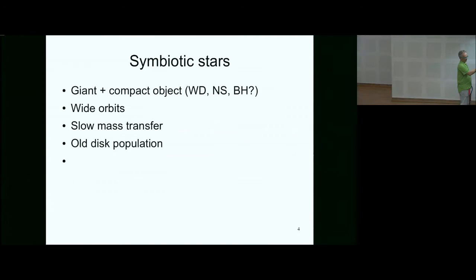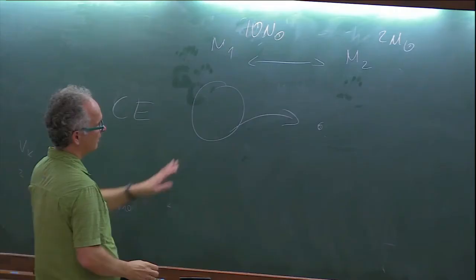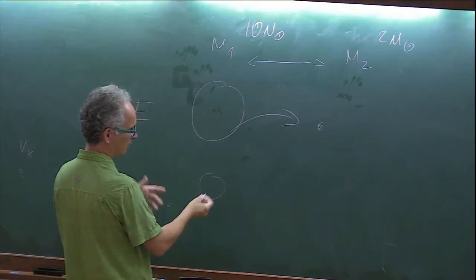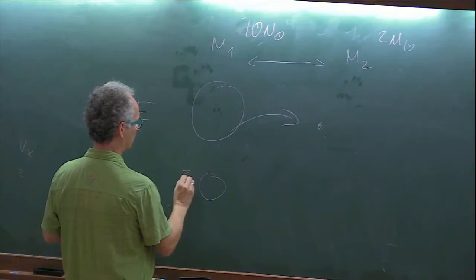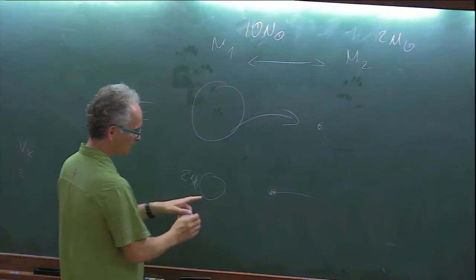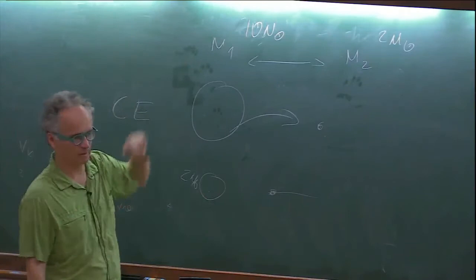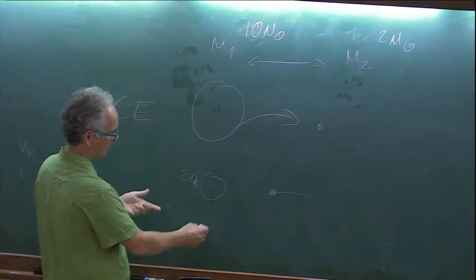But we'll have, so if it's a common envelope, this star will lose its envelope, will have a core with, you know, for a 10 solar mass star, the core can have something like two solar masses. The orbit will shrink. The core is a Wolf-Rayet star. It's a helium star. It's going to evolve very quickly. And for 10 solar masses, it will explode as a supernova. And in about a few million years, we'll have a neutron star.